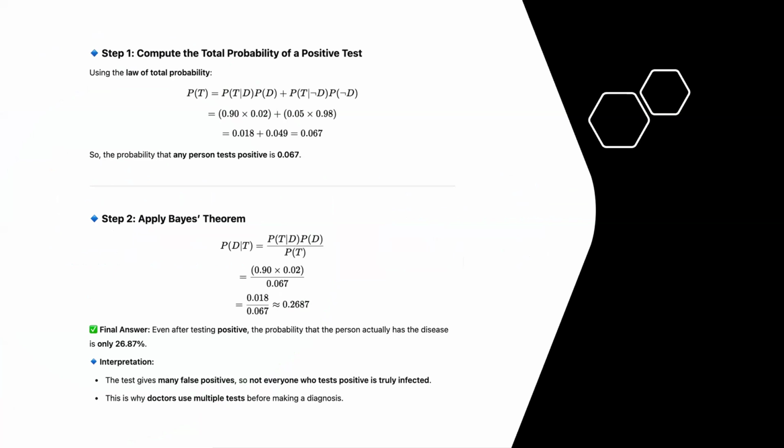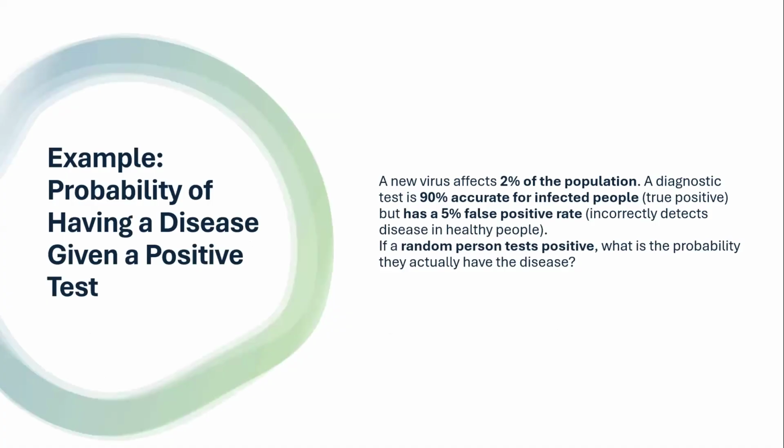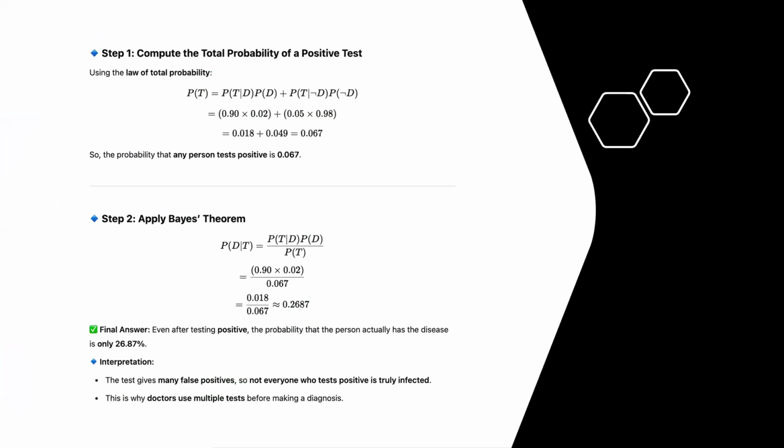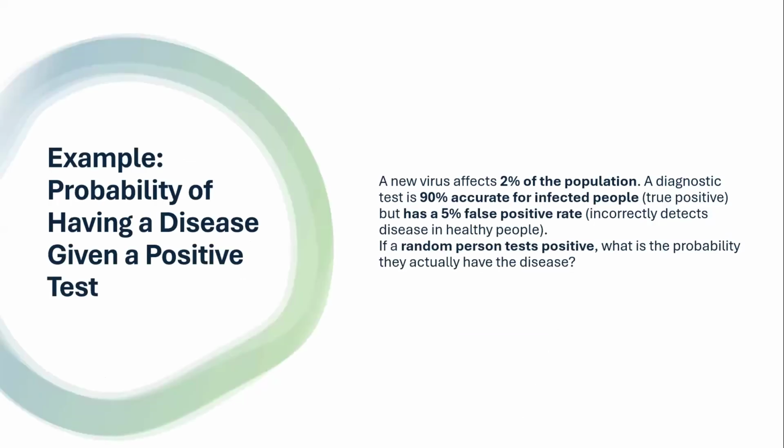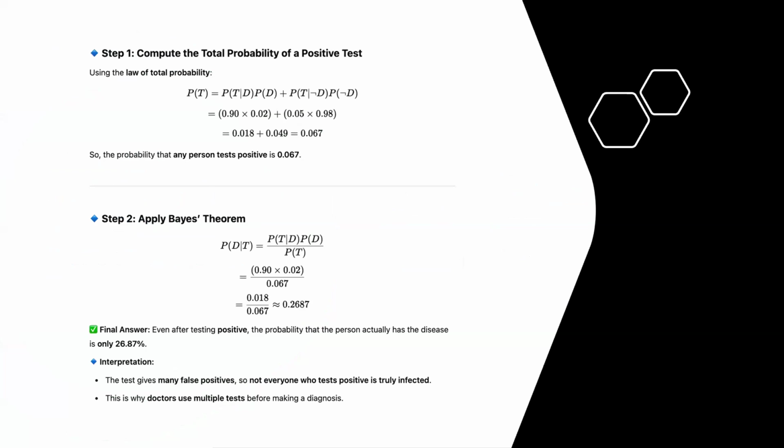If we try to interpret the answer, the test gives many false positives. So not everyone who tests positive is truly infected, right? Based on this probability, we can say that. What are the final answers saying here? What we were actually trying to detect is the probability they actually have the disease. The question was, if a random person tests positive, what is the probability they actually have the disease? That probability is 26.87%, even if the test result is positive. How is it happening? Based on the evidence that we have. What is the evidence here? The evidence is the true positive rate, the false positive rate, and the size of the affected population. We have all these things, correct?